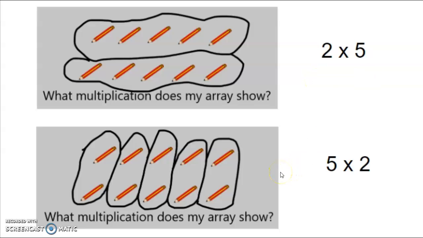Now this one underneath, this time there are 1, 2, 3, 4, 5 groups. But this time there are 2 in each group. There's 2 there, 2, a 2, a 2, and a 2 there. Okay, so 5 times 2.